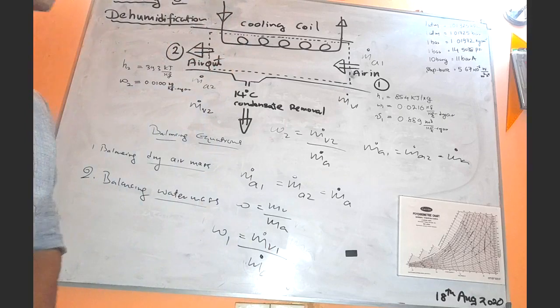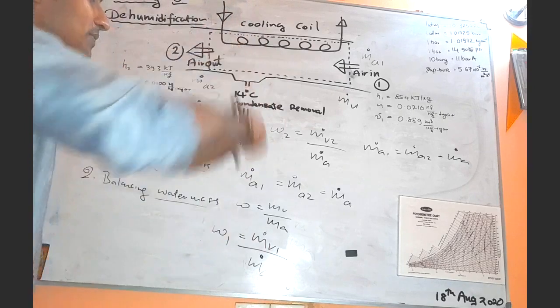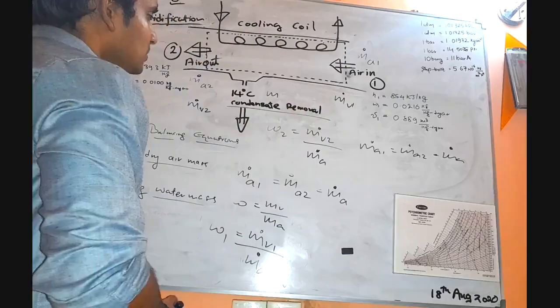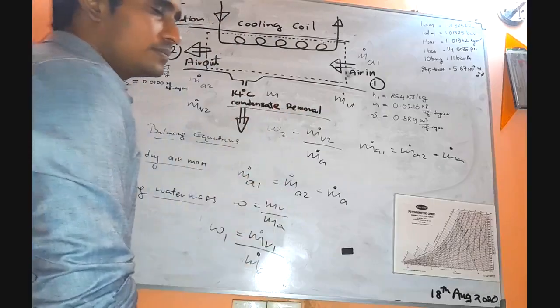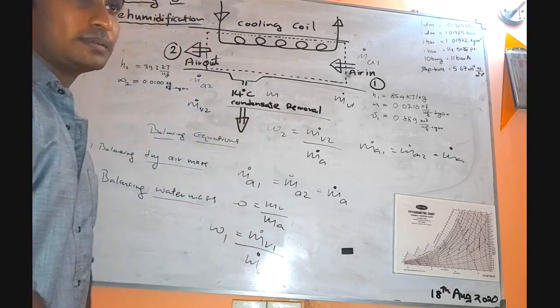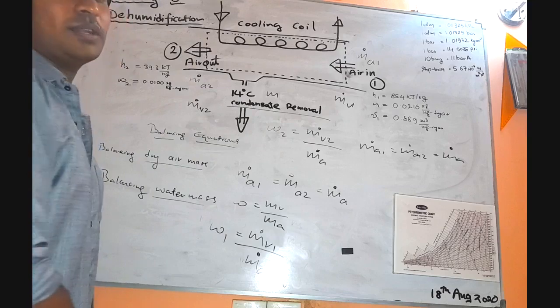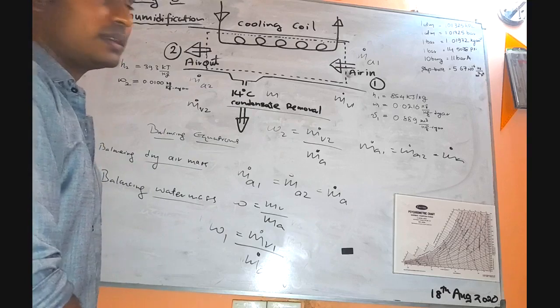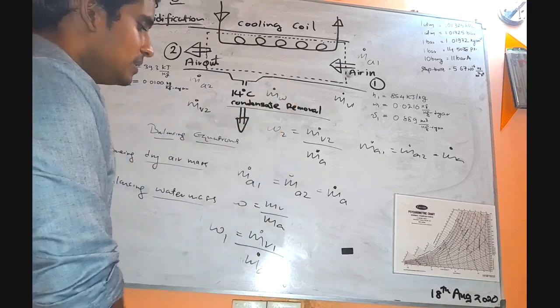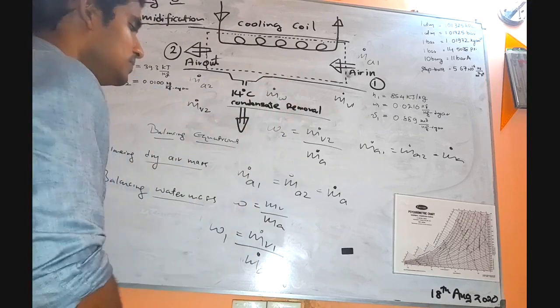Now be very careful. Again, there is an intermediate process where we have condensate removal. What do you refer to by condensate removal? That means we remove water. For that also there is a particular flow rate of water removal, so let's call it mw dot. That is how you should balance.